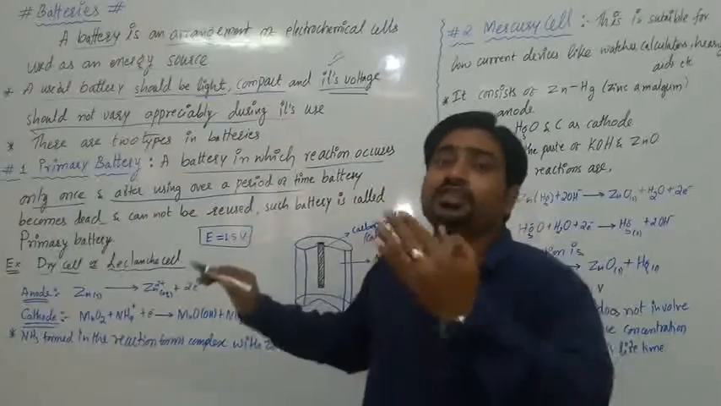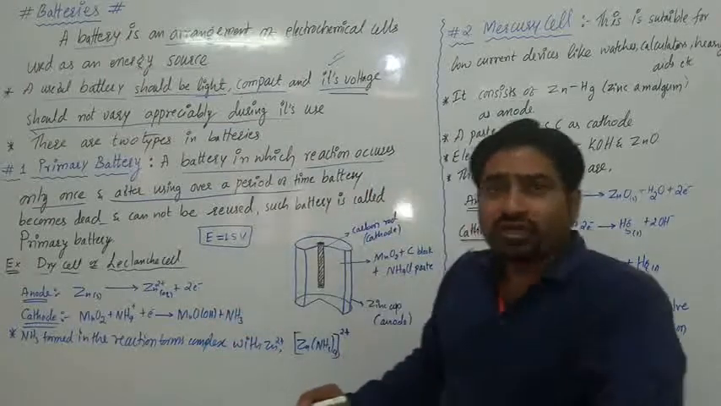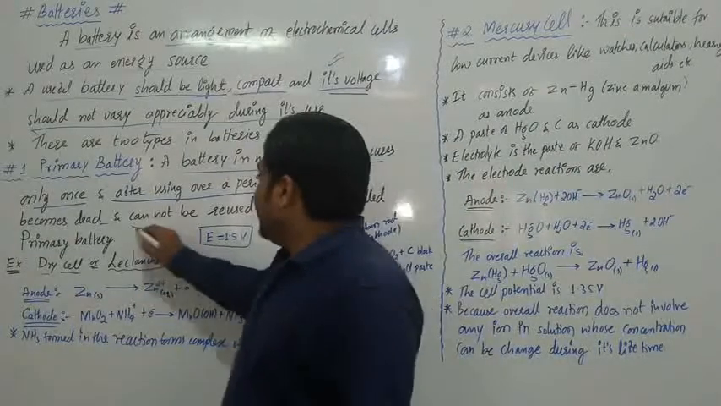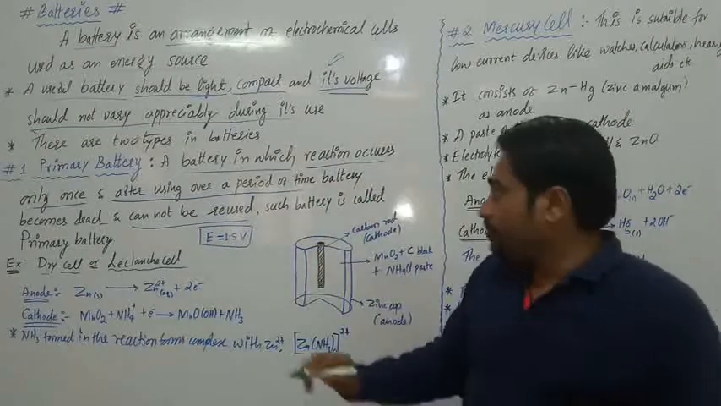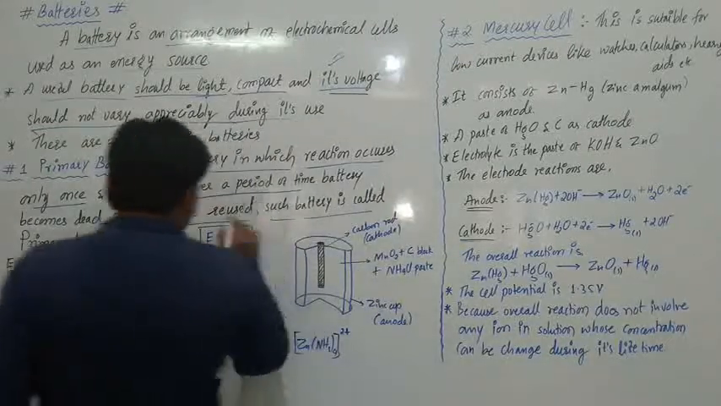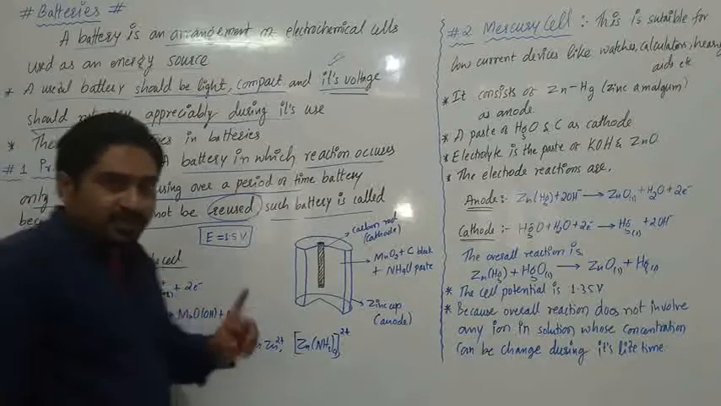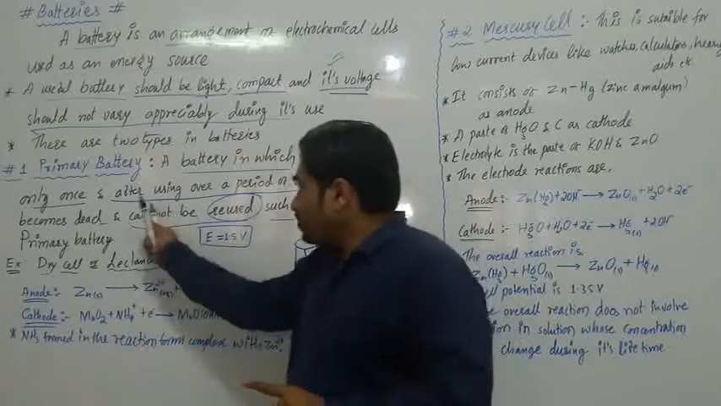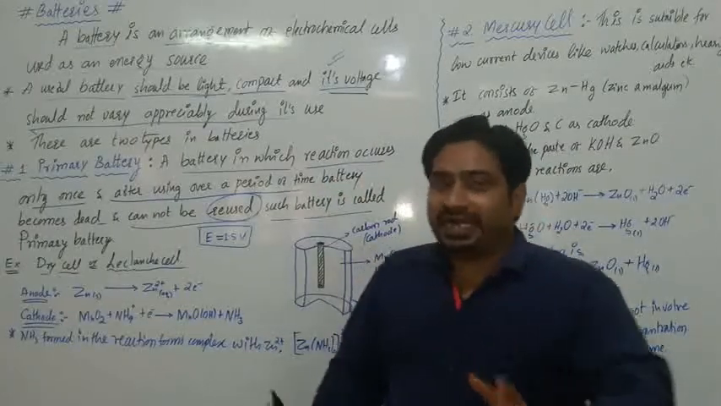After the completion of the chemical reaction, the battery is no longer capable of giving energy, which means it is dead and cannot be reused. Such a battery is called a primary battery. So this point is very important. In a primary battery, a chemical reaction takes place only once, and we can use that battery for a limited time period, isn't it?